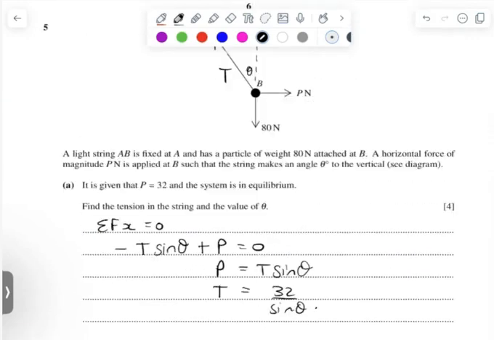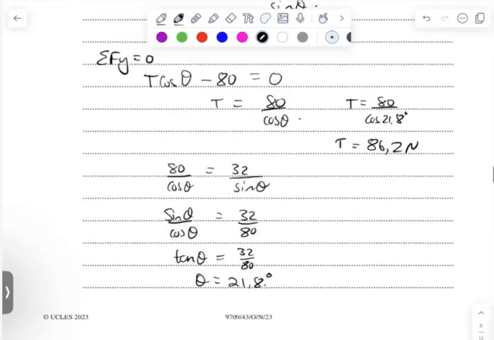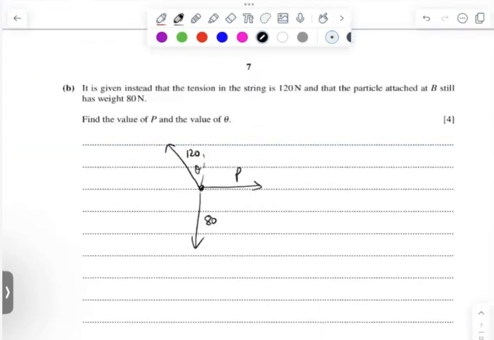System is in equilibrium. It is instead given that the tension in the string is 120 newtons and the particle attached at B still has a weight of that. Find P and the value of theta. Okay, I'm just going to go with it. I imagine this particle is still in equilibrium. That's what I wanted to look for now.